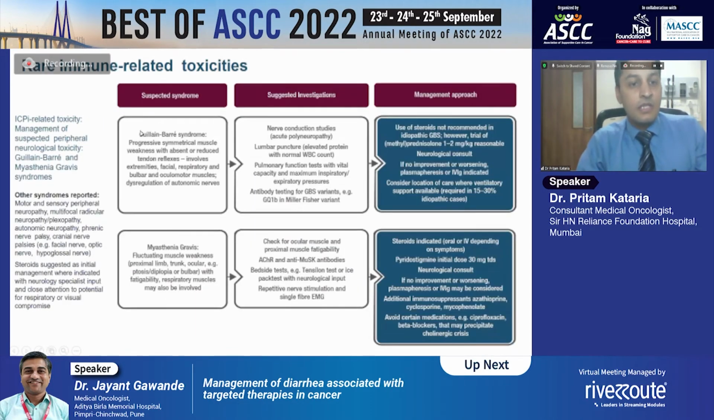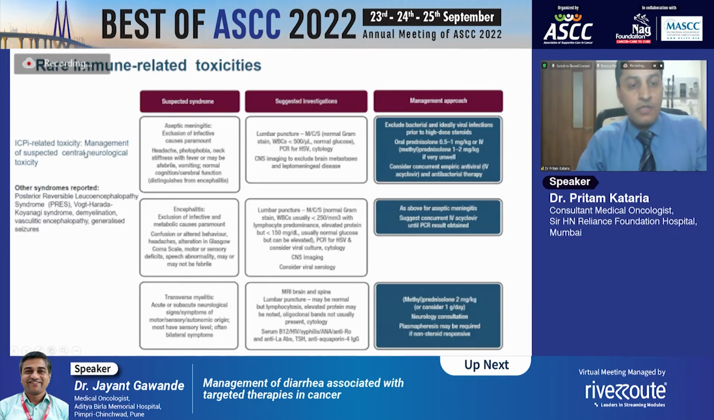Coming to the next toxicity, that is GBS or myasthenia. If the patient is suspected to have GBS, we should do nerve conduction studies, a lumbar puncture, and antibody testing for the GBS variants. And we should start the patient on IV methylprednisolone. If there's no improvement, then we should do plasmapheresis or IVIG. If it's myasthenia gravis, in that situation, we should do the antibody titers, that is the anti-acetylcholine receptor antibodies or anti-MuSK antibodies, and we should start the patient on IV methylprednisolone or pyridostigmine.